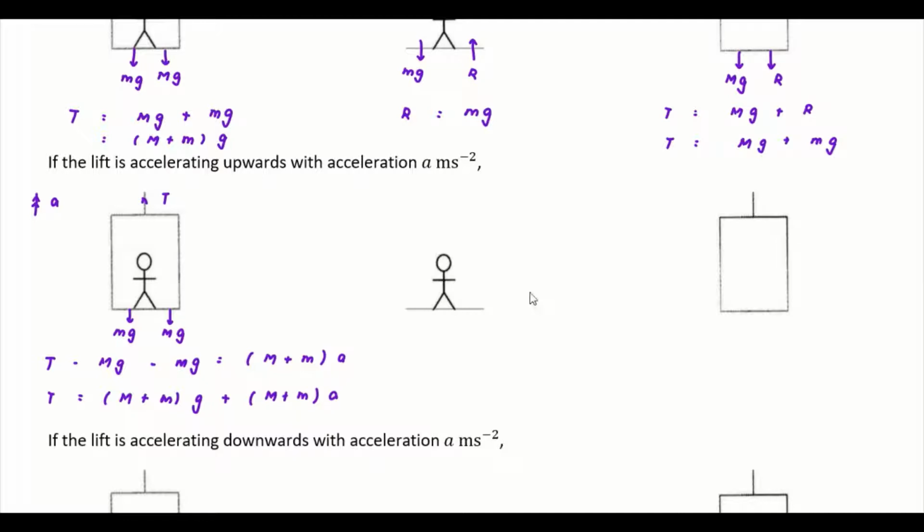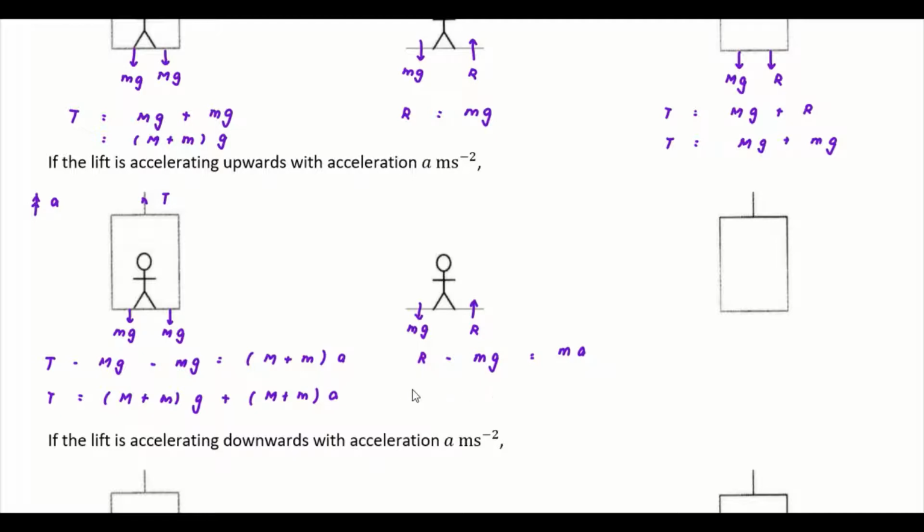Okay, so now same thing, let's try to look at this person. Similarly, the forces that act on this person are the weight and the normal reaction. In this case, since the lift is accelerating upwards, the normal reaction should be greater than the weight of this person, and the net force is equal to ma.